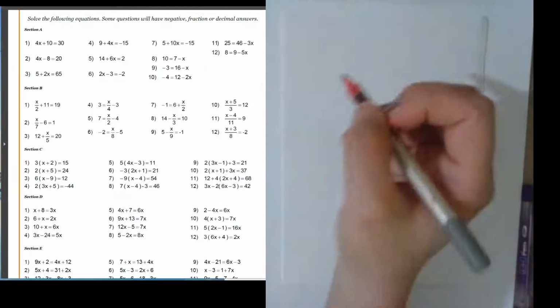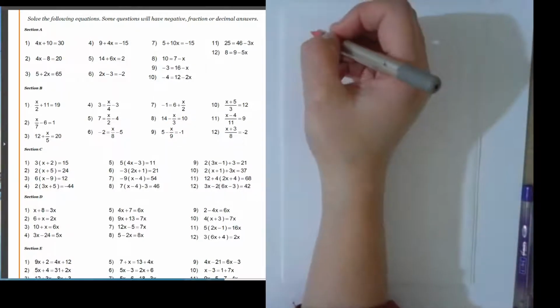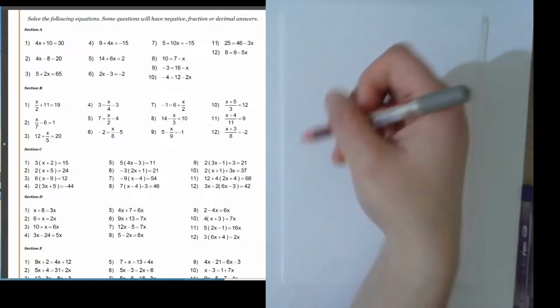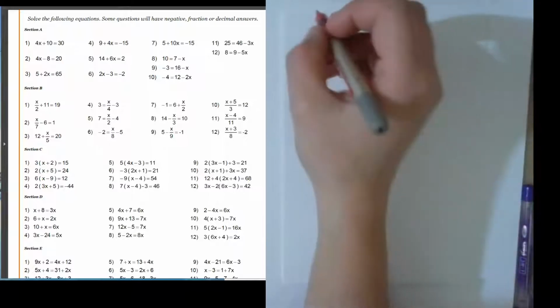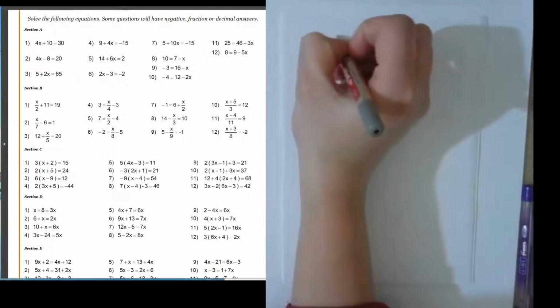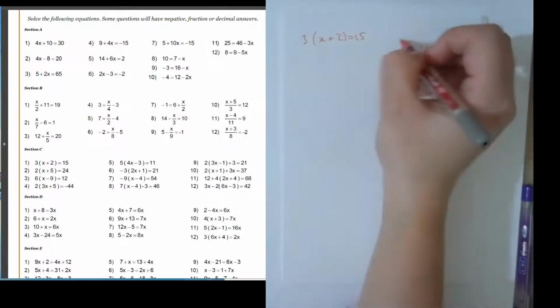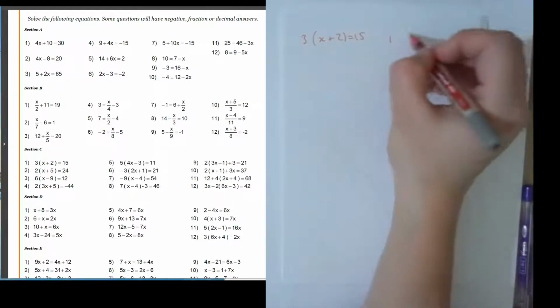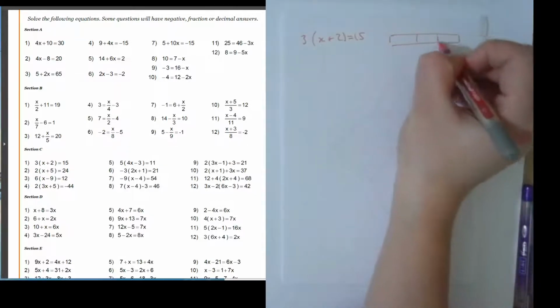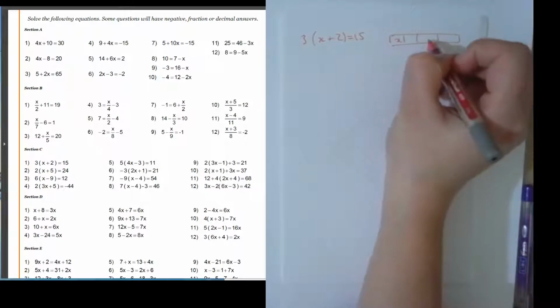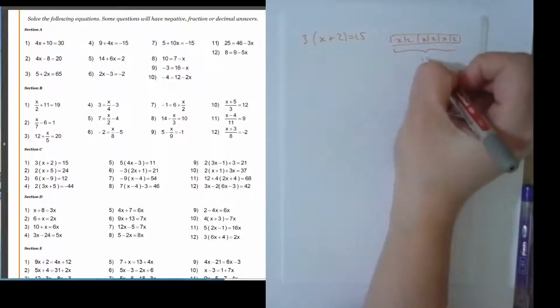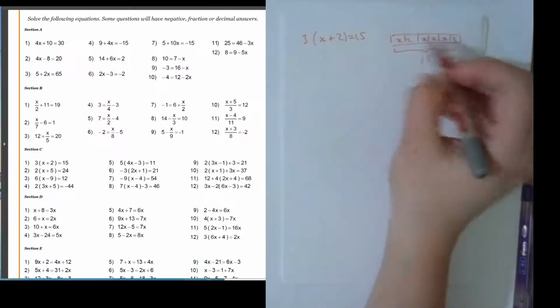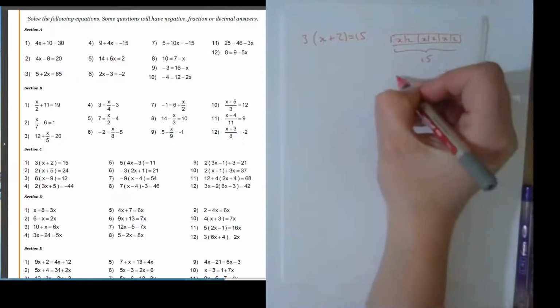Now we look at one with brackets, and then I'm also going to look at one in section D as well. Yeah, let's do that. So I've got 3 lots of x plus 2 equals 15. That means I have 3 lots of this. So I'm going to put x plus 2, x plus 2, x plus 2. Altogether, this is 15. Okay, that looks very messy, so I'm going to rearrange it.